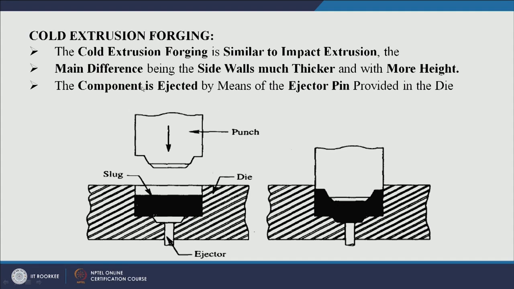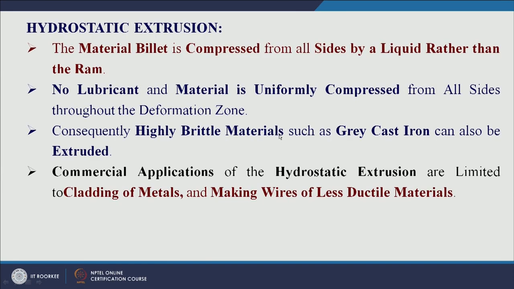Here this is the slug, this is the die and this is the punch. The punch impacts the slug and follows the cavity, and whatever little flow of the metal has to take place flows back and takes the shape as per the requirement. Once it fills the cavities completely, the ejector hits the job from the back side to remove it from the die. So, the component is ejected with the help of the ejector pin provided in the die.